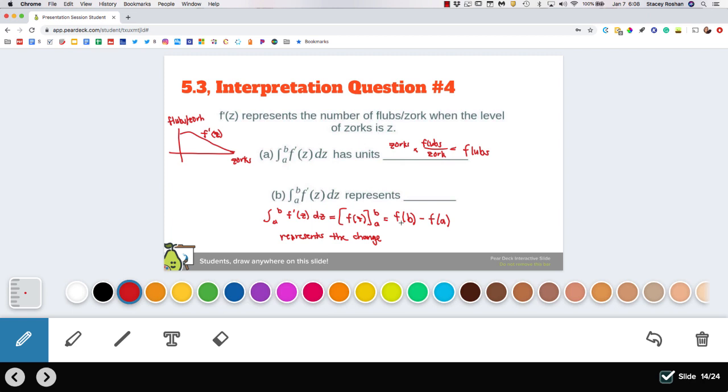So it represents the change in the function. Our function is flubs in this case, okay? So that's the important stuff. It represents a change in an amount, okay? It's not a rate now, it's the change. Flubs when the Zorks are B minus the flubs when the Zorks are A.